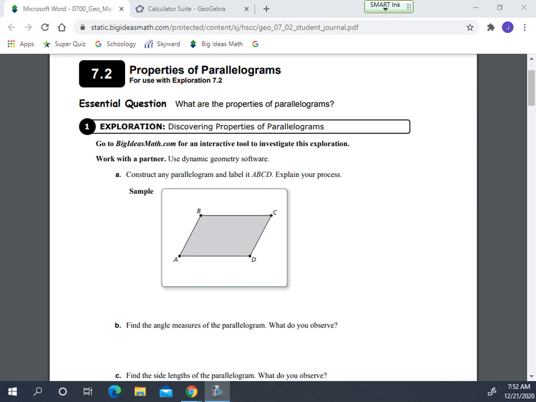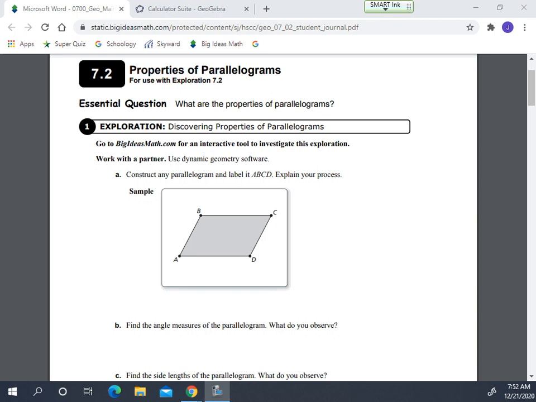Okay, here we go, 7.2. We're still talking quadrilaterals and other polygons, but in 7.2 we're going to specifically be talking about parallelograms. We're going to be talking about what makes a parallelogram, and everything in between. So it's all parallelograms, okay?